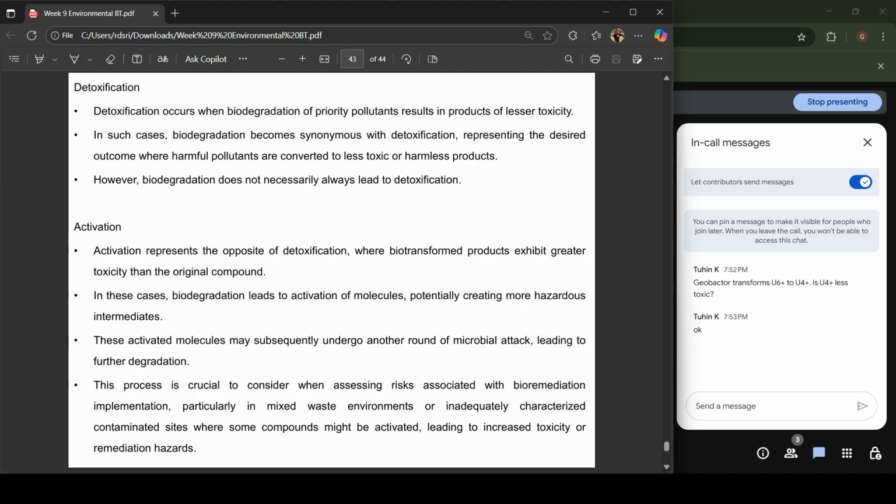This process is crucial to consider when assessing risks associated with bioremediation implementation, particularly in mixed waste environments or inadequately characterized contaminated sites where some compounds might be activated, leading to increased toxicity or remediation hazards.